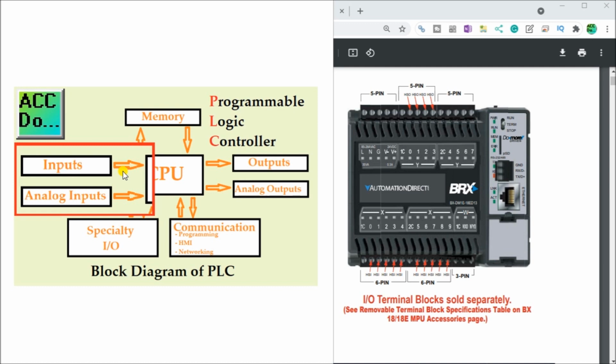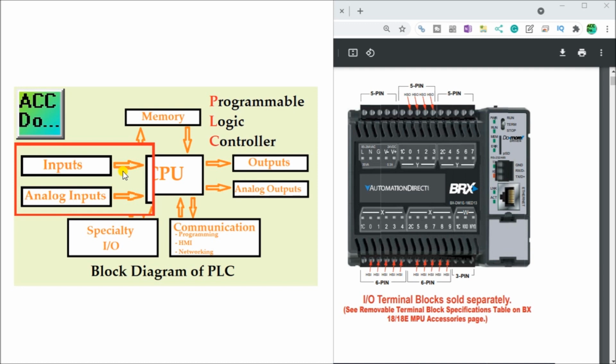Analog inputs refer to a range or expression in the units specified for the device. An example would be an ultrasonic sensor, and this ultrasonic or analog input sensor can measure distance. So the output is a range that can be expressed as inches, feet, yards, etc.